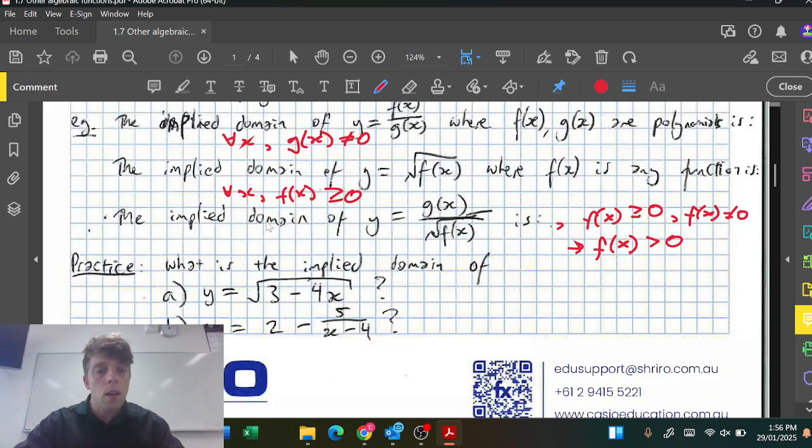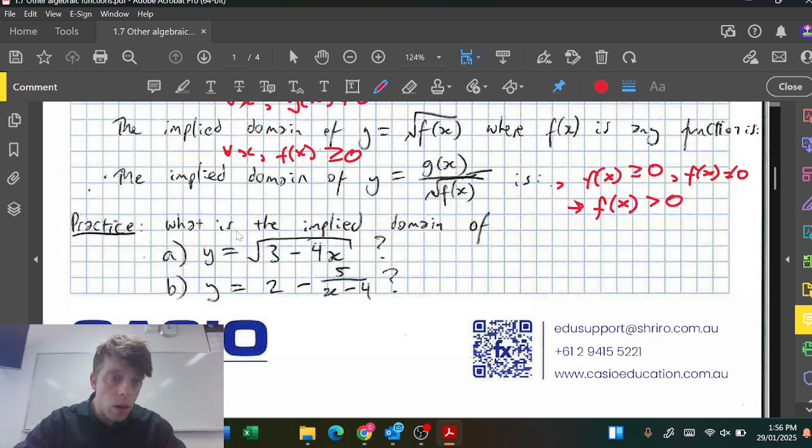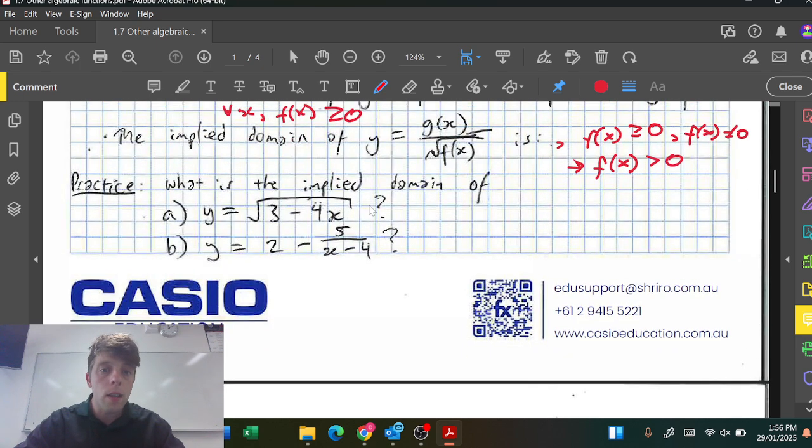It'll come back later. All right, so continuing on, let's see if we can do a little bit of practice. What is the implied domain of these two equations? First one, we have a square root. Like we remember, the thing under the square root sign needs to be greater than or equal to 0. So we've got this rule. Now, for part A, all we have to do is a little bit of algebra to rearrange this.